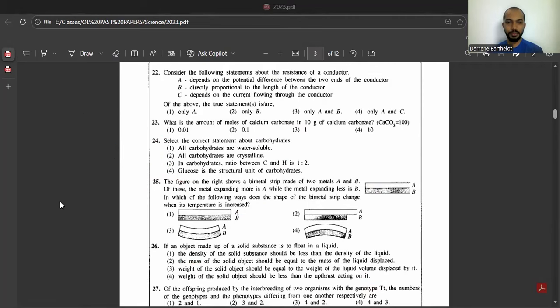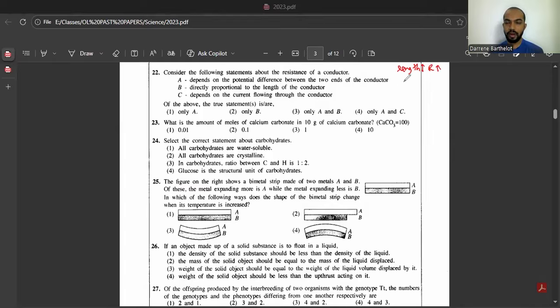Question number 22. Consider the following statements about the resistance of a conductor. See, statement A: depends on the potential difference between two ends of the conductor. No, resistance depends only on these factors, that is length. If you increase the length, then resistance will be increasing.